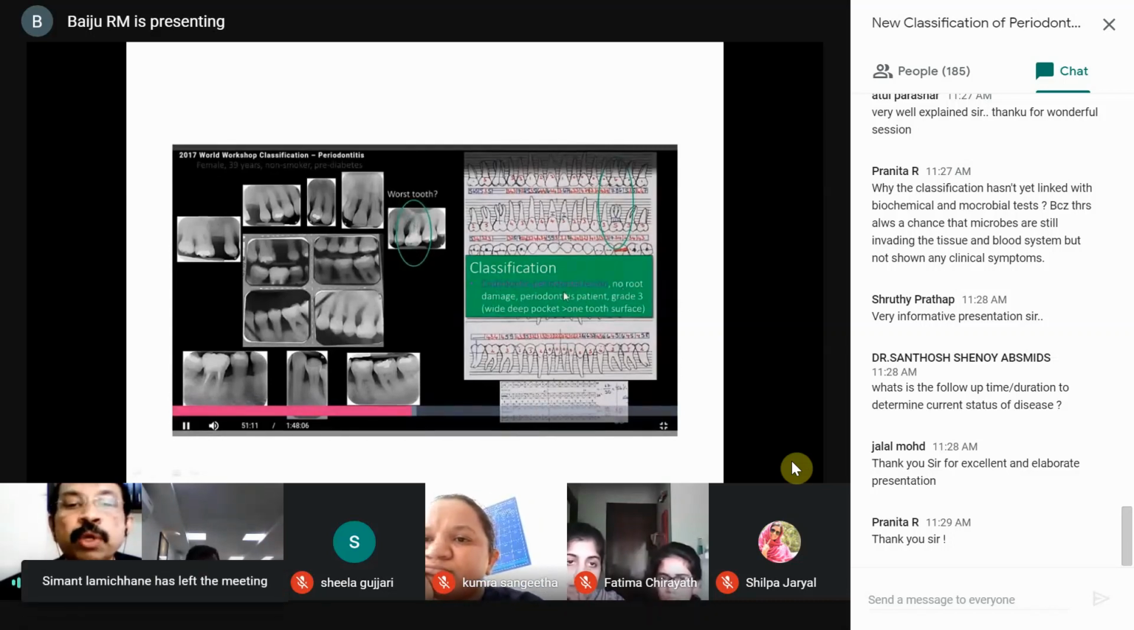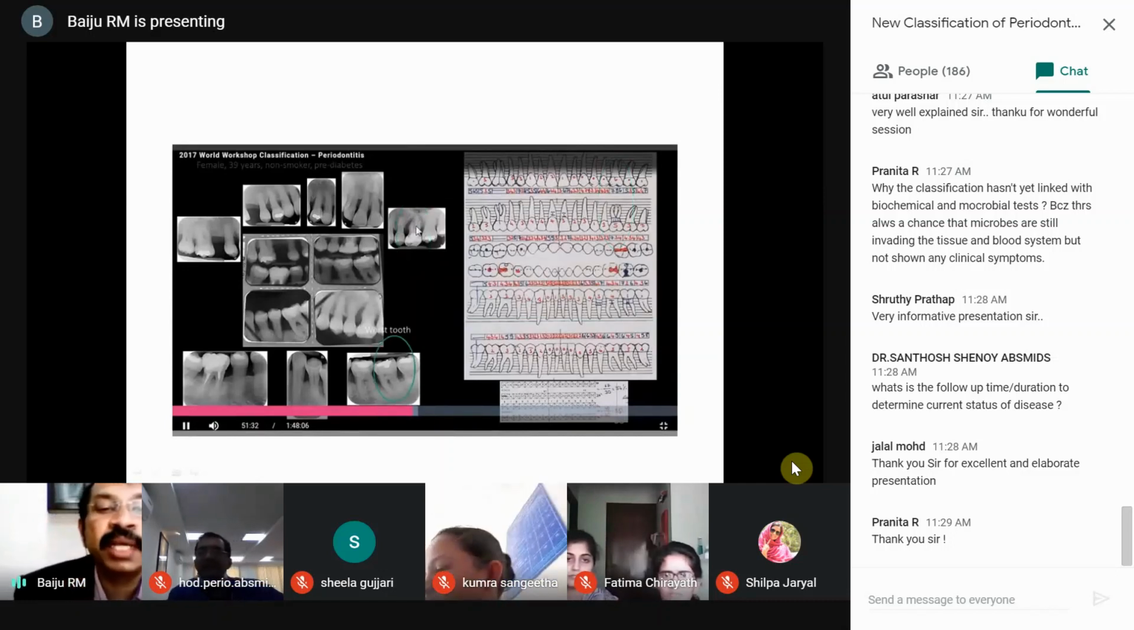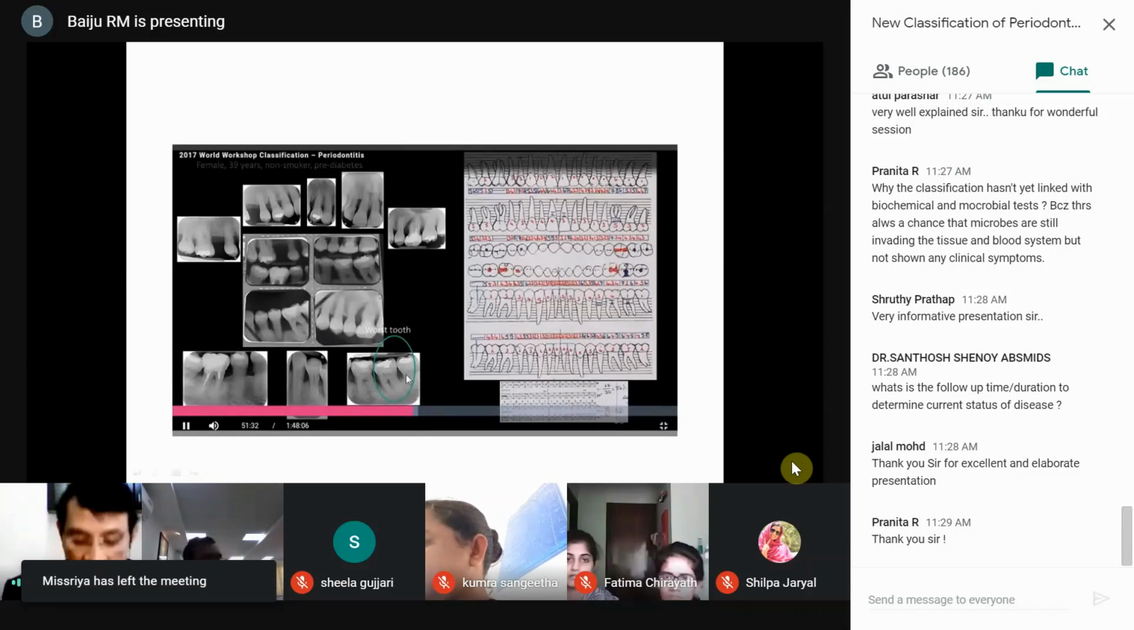Sorry, not root damage, because there was a periodontitis patient. There was an endodontic periodontal tissue associated with non-vital tooth. It's given grade 3 because it's a wide and deep pocket. Now, since the worst site is diagnosed with endoperiodontal tissue, now we have to take the next worst site to stage it. So this is the next worst site to stage it.